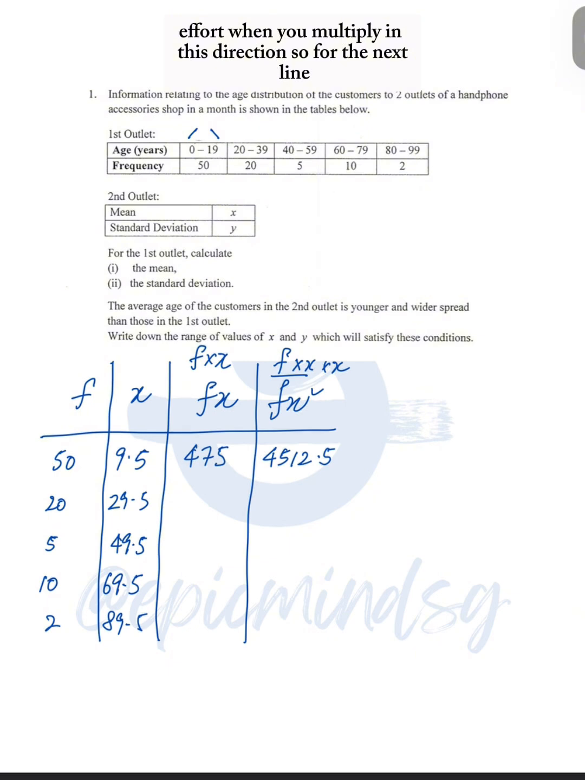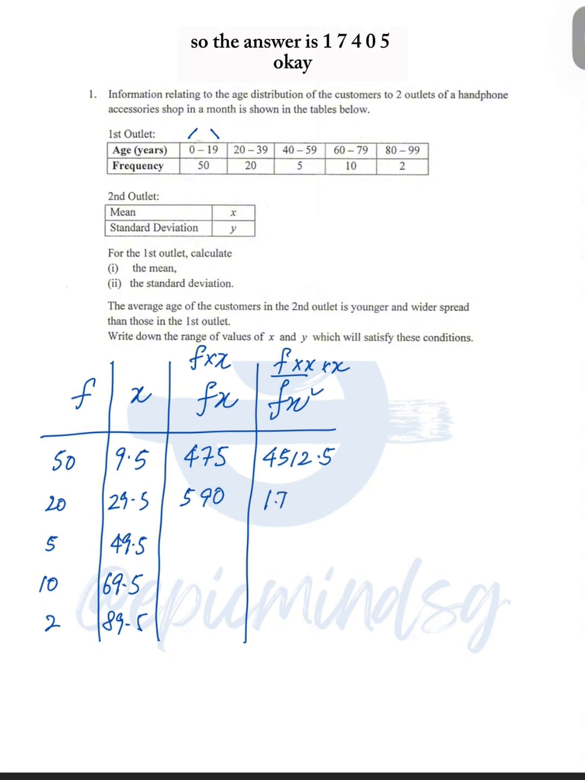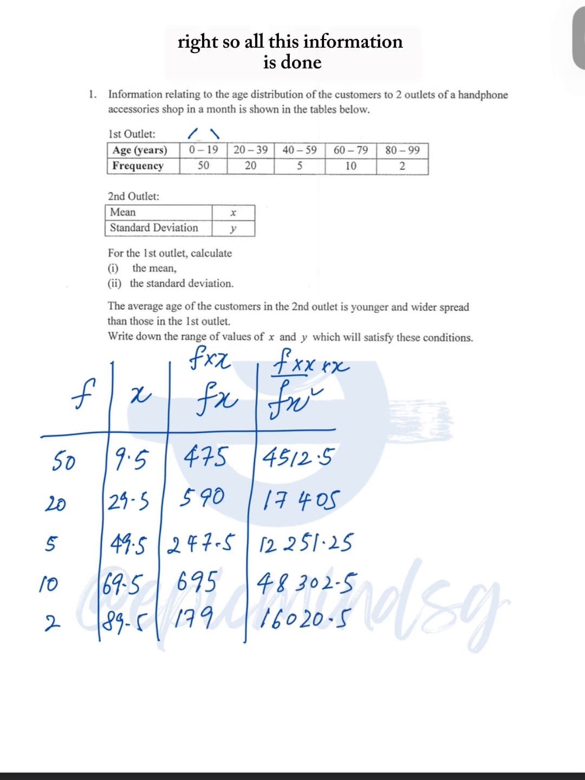So for the next line, we're going to take 20 times 29.5, which is 590, and then we're going to take 590 multiplied by 29.5 again. So the answer is 17405. Okay, I'm going to give you some time to go ahead and fill up the rest of the information. Right, so all this information is done.